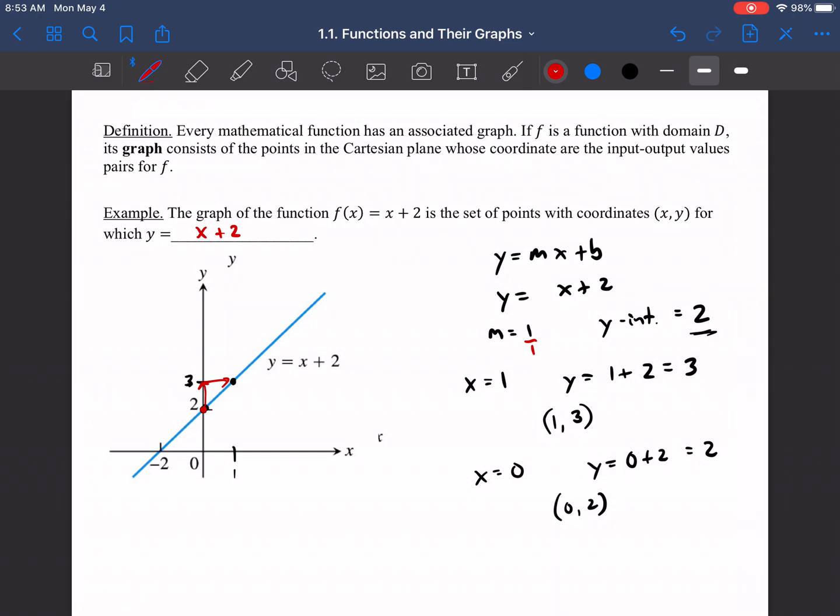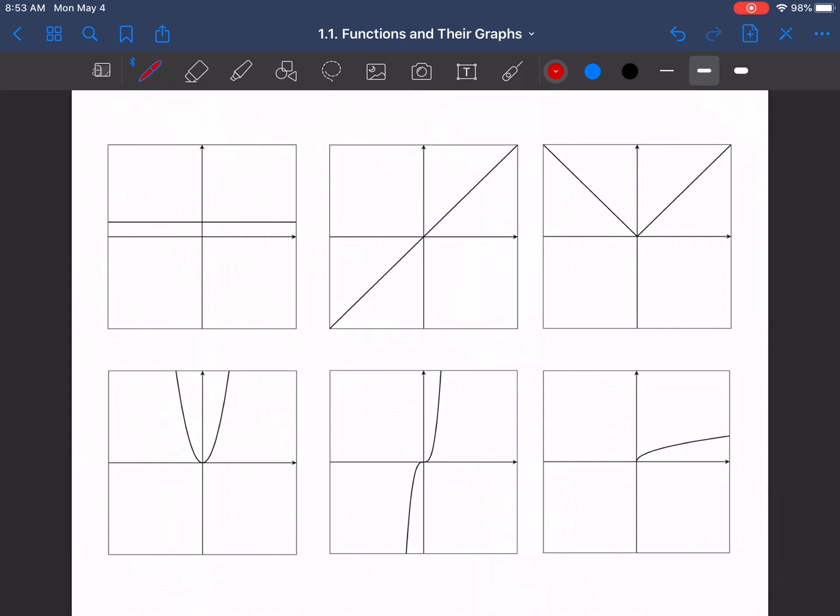The next thing we have are some of these different types of graphs we may see. You should be able to recognize these ones. This is a constant graph.